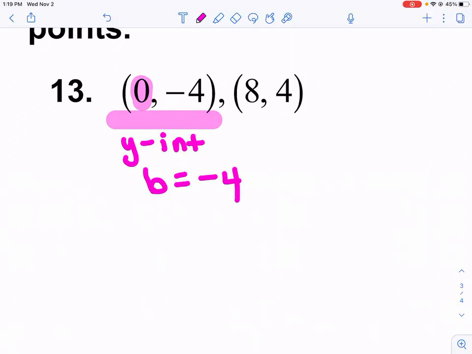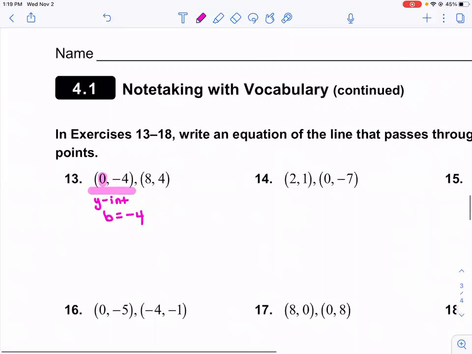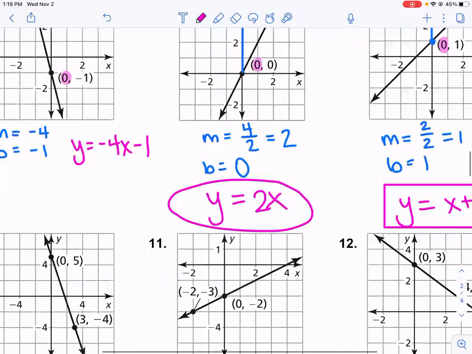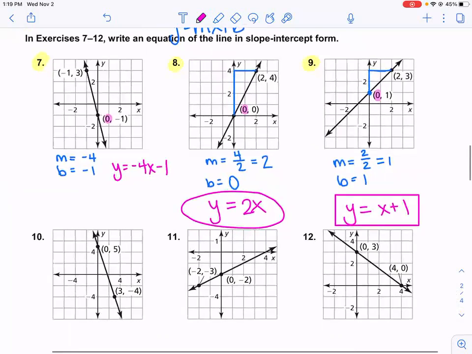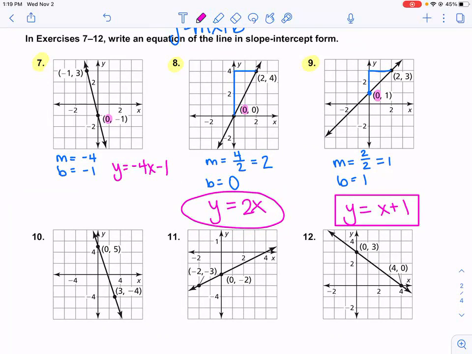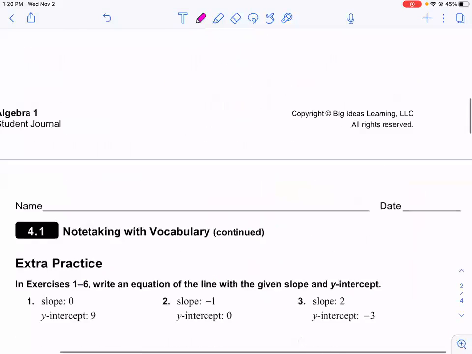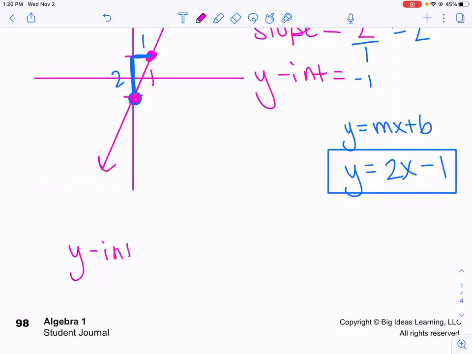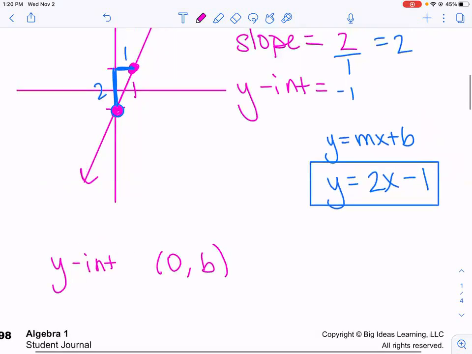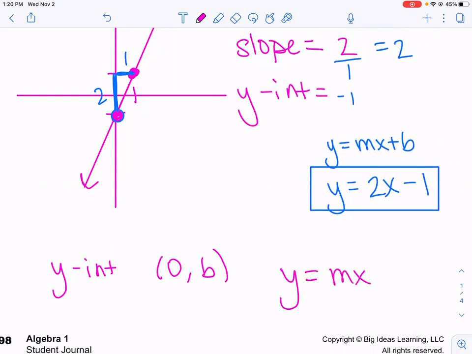Okay. Let's go back. What's b again? b means y-intercept. Okay. So every single y-intercept has an x coordinate of 0. So when we talk about our y-intercept, we have (0, b). Essentially that's what's happening. And that b in y equals mx plus b is our y-intercept.